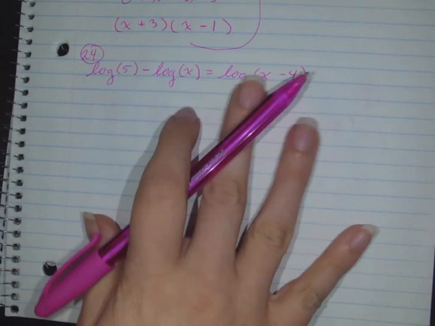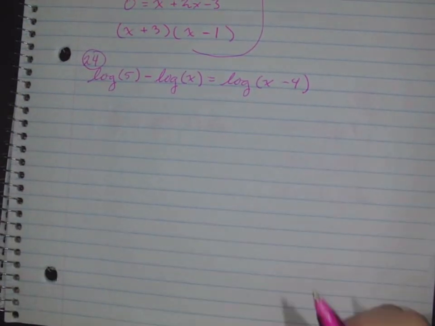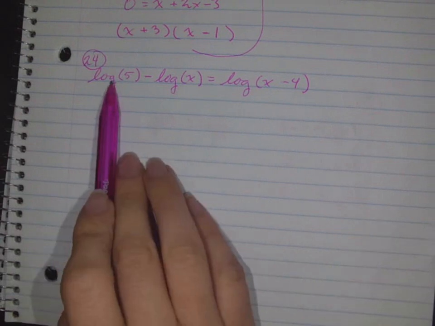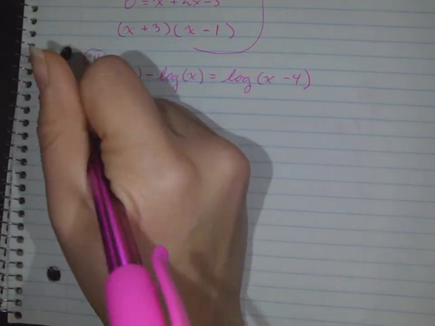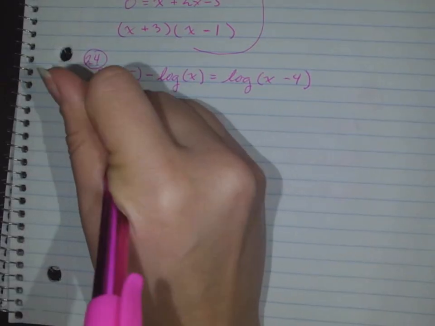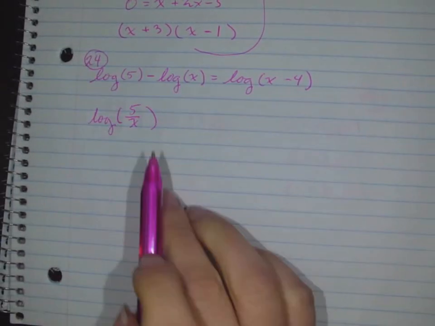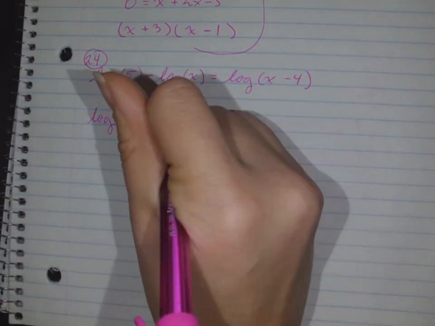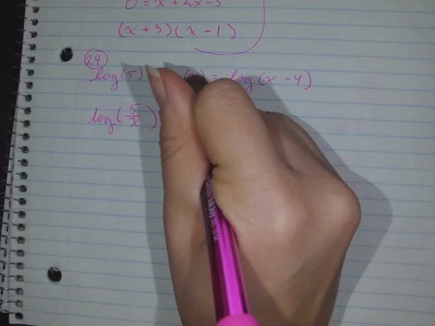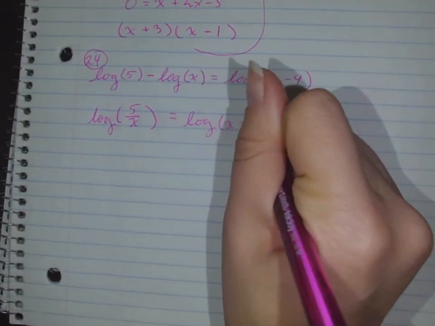Pause the video, try this one, and then play the video, and let's see if we get the same answer. Okay, so I see logs, they're both base 10. It's a subtract. So we're going to do log 5 divided by x. Because they're subtracted, that's why we can divide what's in the parentheses. This is going to equal log x minus 4.